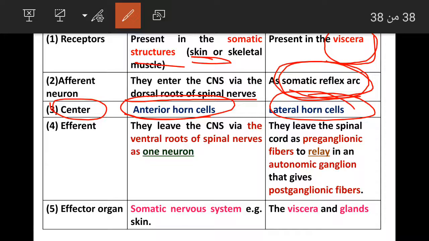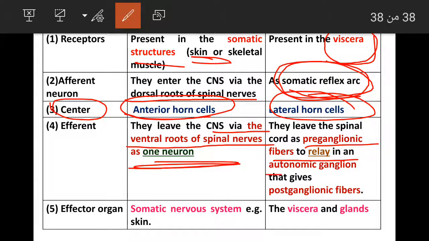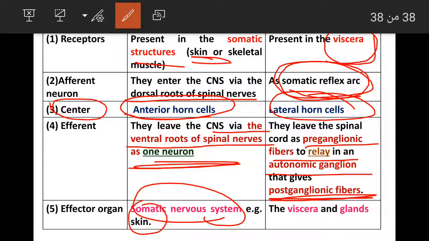The efferent of the somatic reflex arc leaves the central nervous system via the ventral root of spinal nerves as one neuron, while in the autonomic reflex arc they leave the spinal cord as a preganglionic fiber, relay in the autonomic ganglia and give rise to a postganglionic fiber. This is the efferent for the autonomic reflex arc. The effector organ for the somatic reflex arc includes skin and skeletal muscle, somatic structures, while the autonomic reflex arc involves viscera or glands.